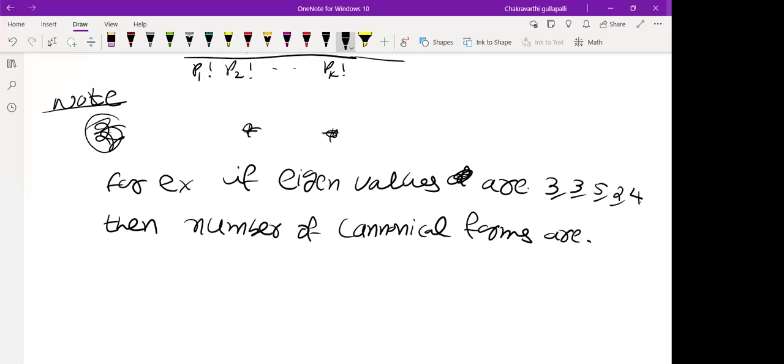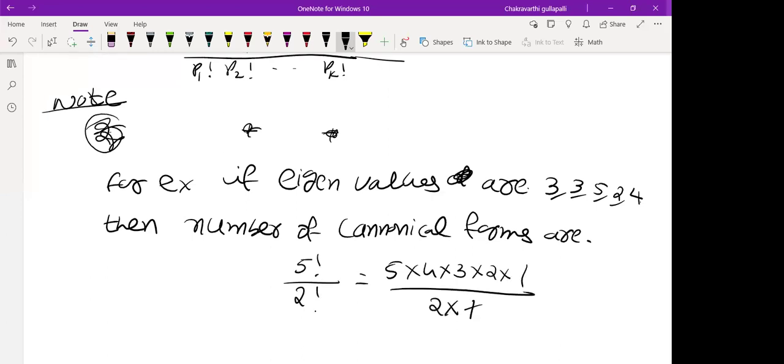Right. 60 ways, madam. 60 ways. Okay, 5 factorial by 2 factorial. 5 into 4 into 3 into 2 divided by 2. 60.